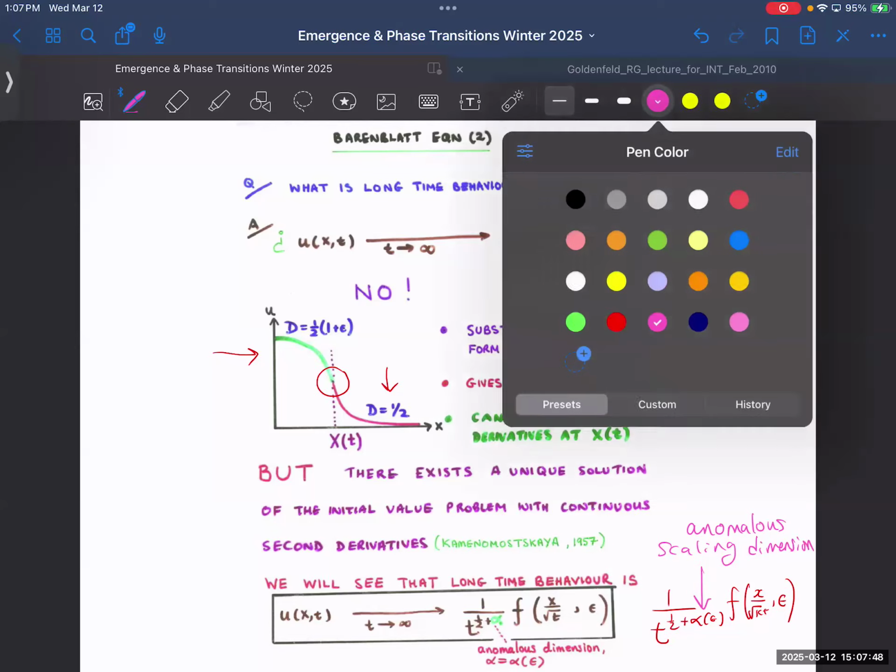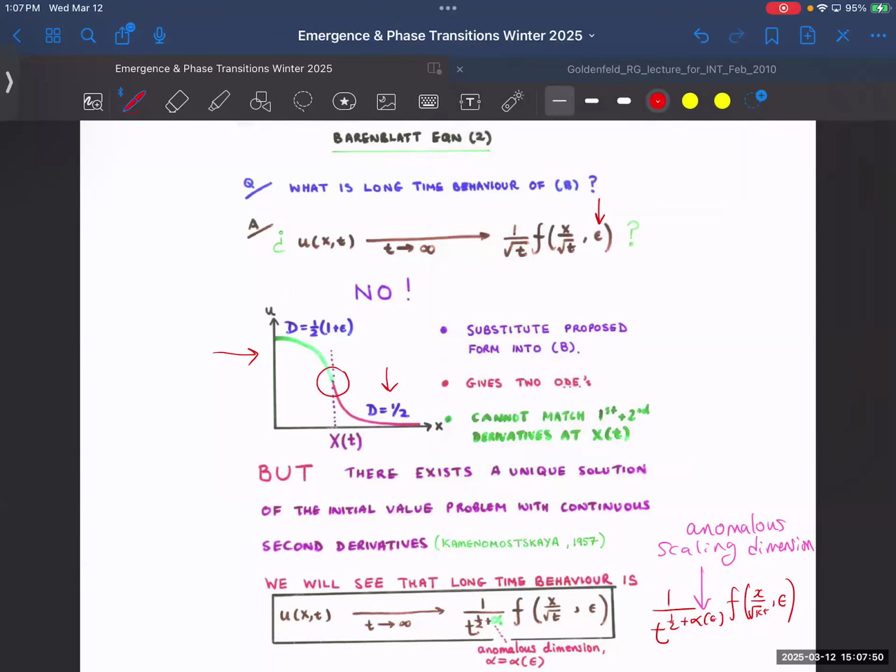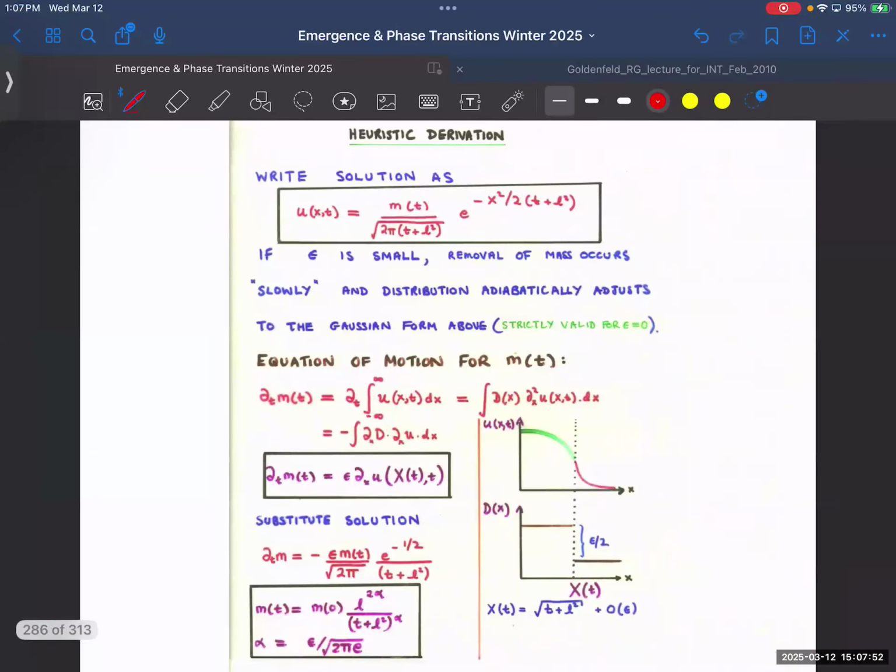And that's what makes this problem so complicated. Okay, so how do we get this result? I'm going to show you a heuristic derivation, which will take 5 minutes. This is a 5-line argument, which is really, really useful for these sorts of problems. And then I'm going to show you how to do it using field theoretic renormalization group.